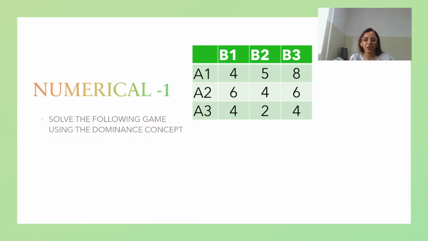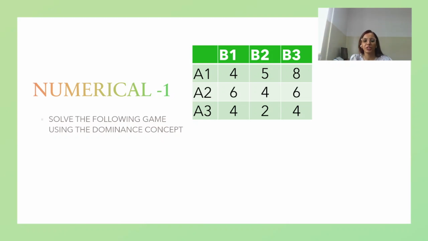Player A is having three strategies A1, A2, and A3, and player B is again having three strategies B1, B2, and B3. Now applying the concept of dominance, the first one is the row dominance. Look for the row which is minimum as compared to other rows. If you are able to find that, then it will be very good. But if you are not able to find it, then we have to apply the modified row dominance concept.